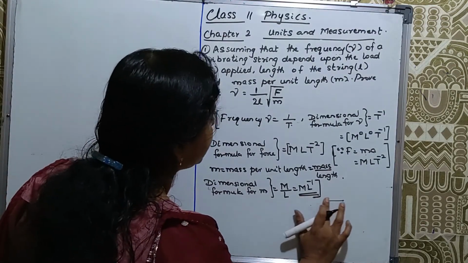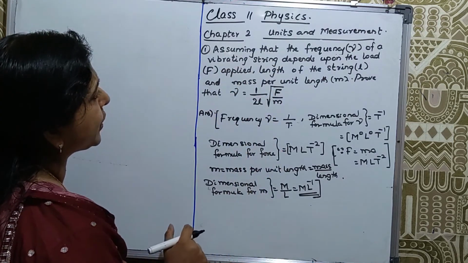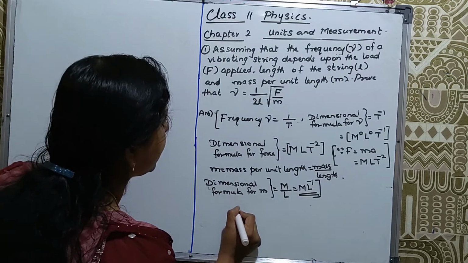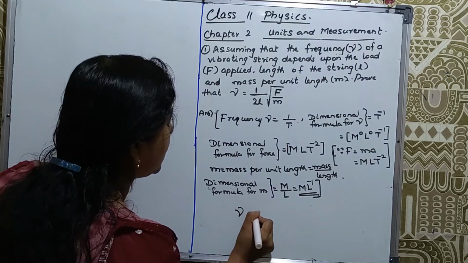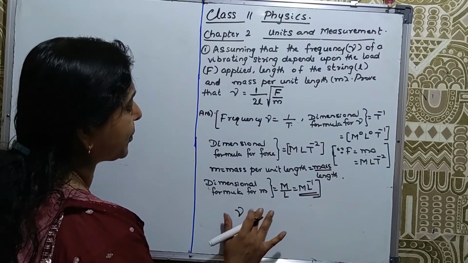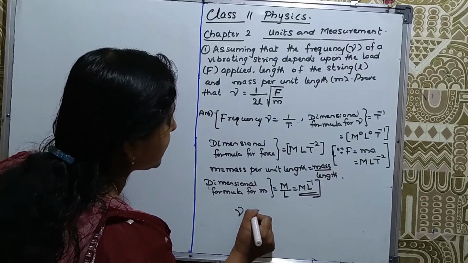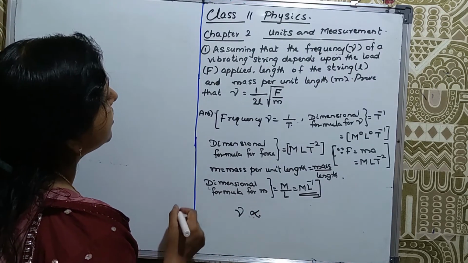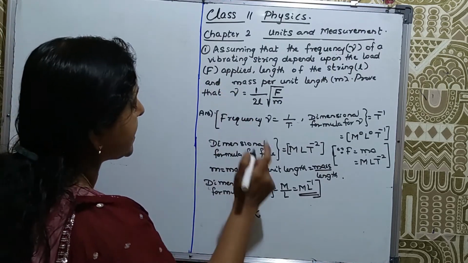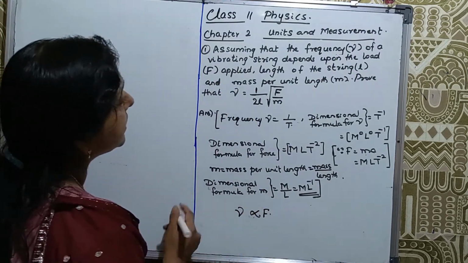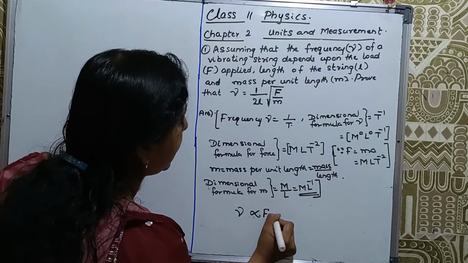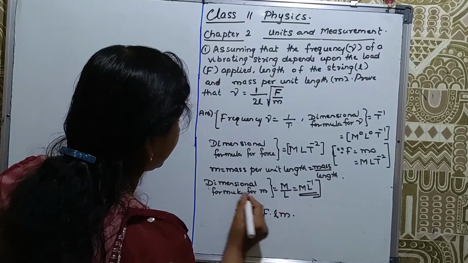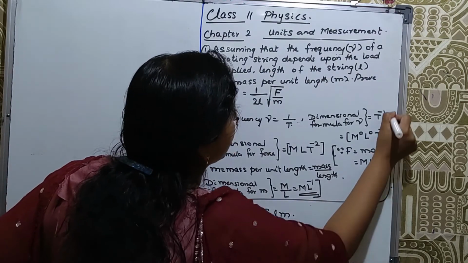In that sum we'll write, assuming that frequency nu of a vibrating string depends upon the load F. Frequency nu depends upon means proportional to. Frequency nu is proportional to the force applied F, then again length of the string L, and again mass per unit length m. This one I will just put in a box.